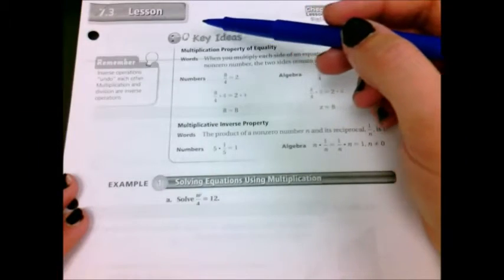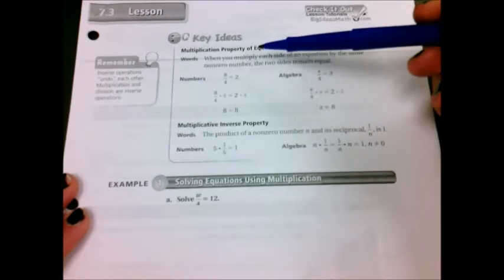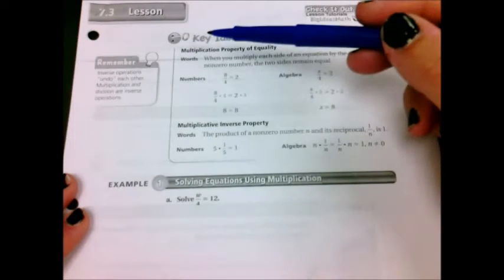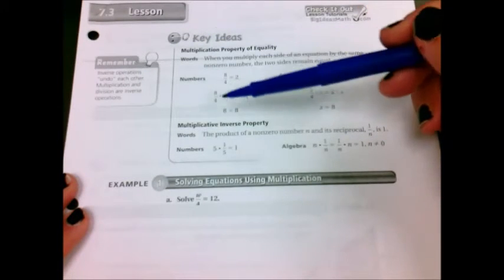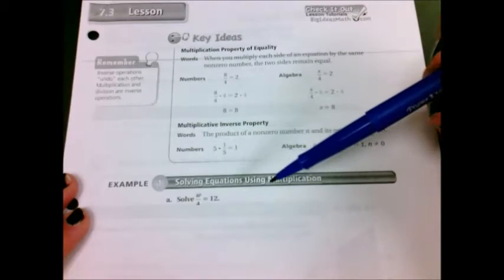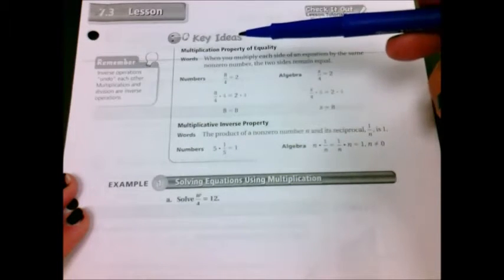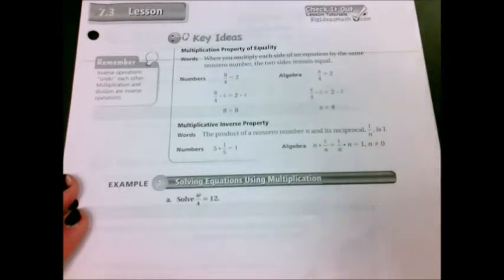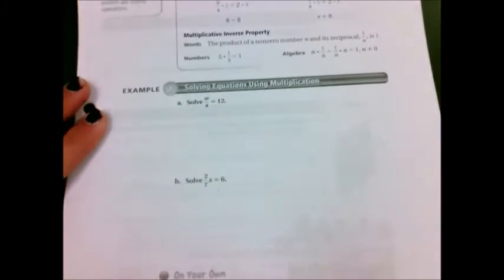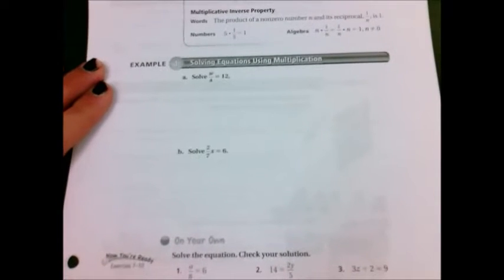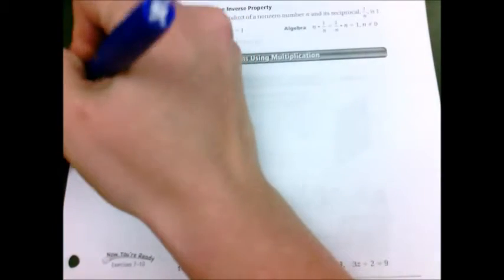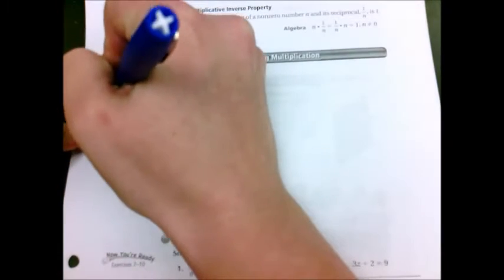In 7.3, we're carrying over a lot of the same algebra problem solving concepts that we talked about in 7.2, but this time we're going to be using multiplication, division, and the inverse property to solve these equations. So if we just start right down here in example 1, in class we wrote down a couple notes. We wrote down what we had in 7.2.